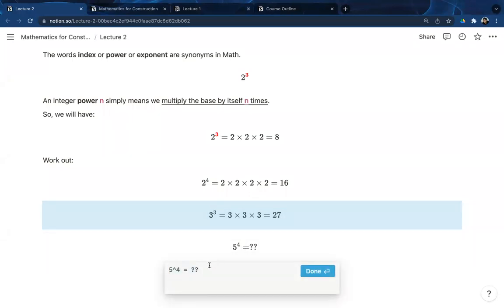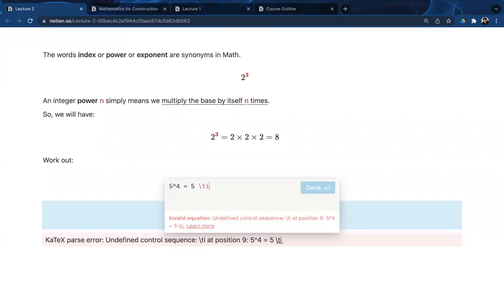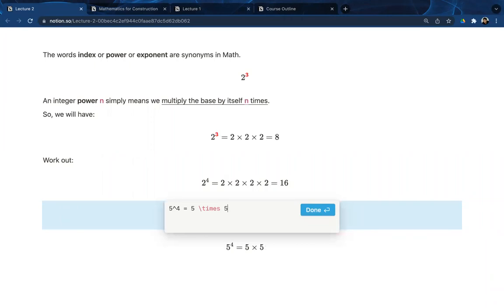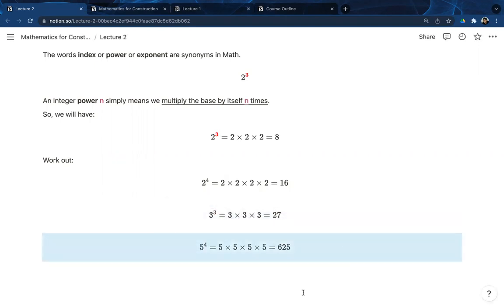5 to the power 4, the number starts getting a little bit big. It's 5 by itself 4 times. So 5 5s are 25, and it's 25 by 25, it's 25 squared. That's 625. If you want to know how I knew that, it's a familiar number to me. 5 to the power 4 is 625. So that's it.